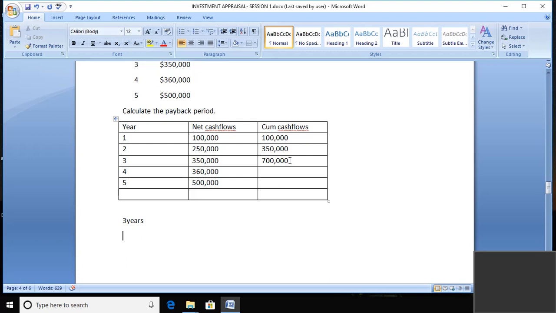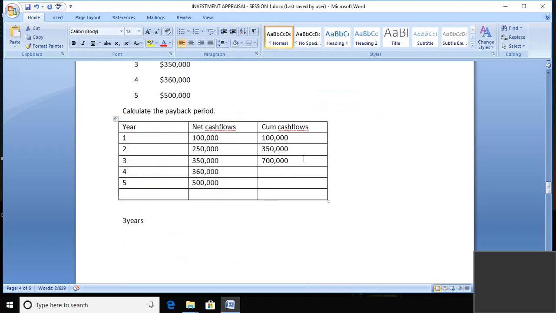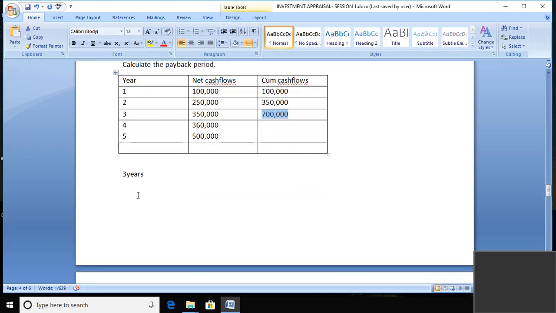Look at how much is remaining for you to reach the target of 1 million. You want to pay back 1 million, and you are already at 700,000. So how much do you need on top? You just need 300,000. Now, this is going to be divided by the total cash inflow for year four, which is 360,000.